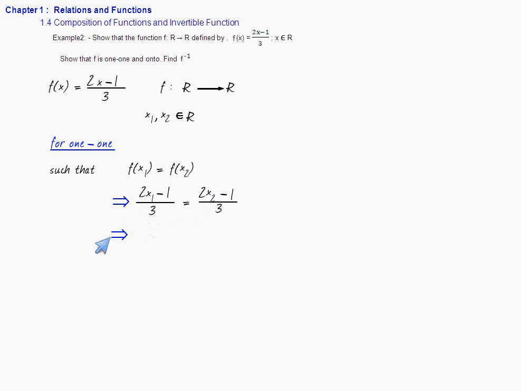Multiplying both sides by 3, you get 2x1 minus 1 equal to 2x2 minus 1. Cancel minus 1 from both sides. 2x1 equal to 2x2, and obviously x1 equal to x2. So what have we finally proved? That fx1 equal to fx2 implies x1 equal to x2. So clearly the given function f is 1, 1.